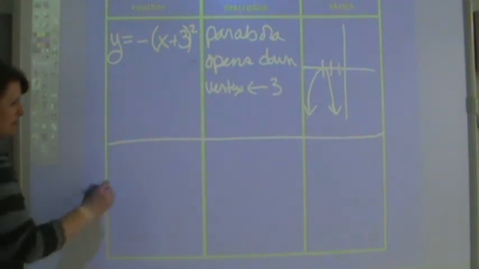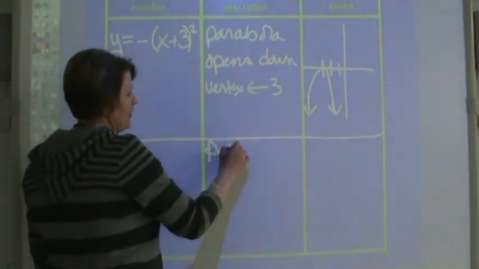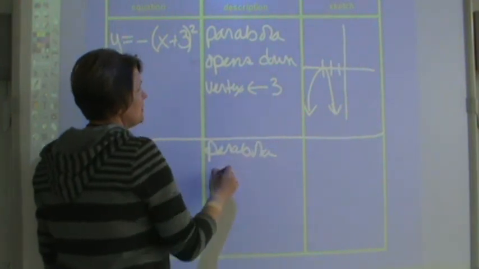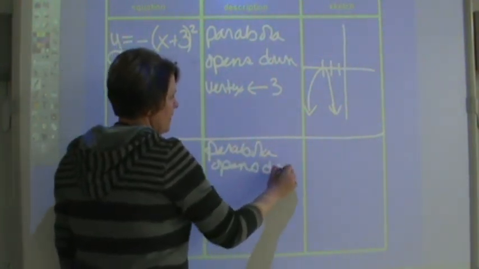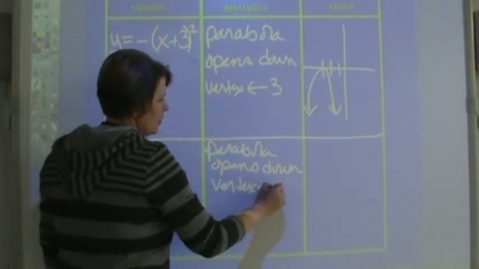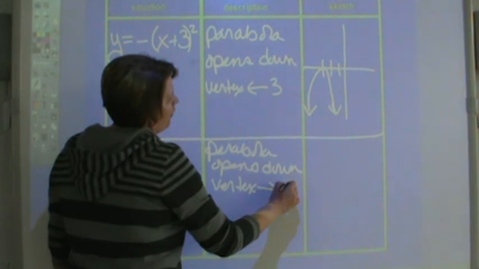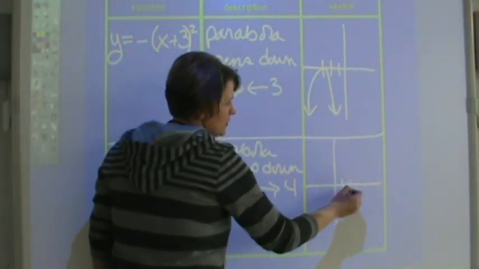And one more. I'm sure you can guess what it might be. All right, let's actually do it. We know it's going to be a parabola. We know it's going to open downward. And we want it to move to the right, let's say 4. Okay, so it would look like this. 1, 2, 3, 4.